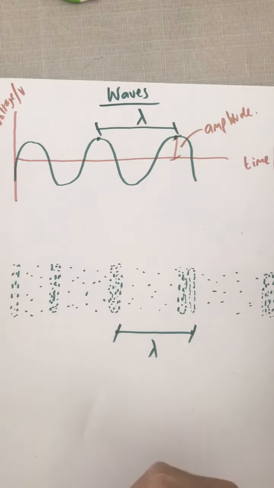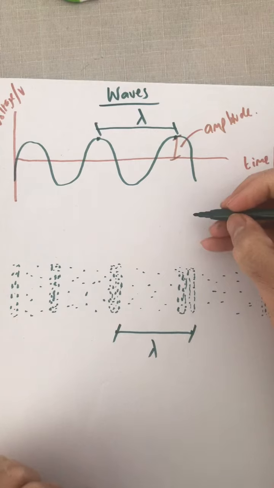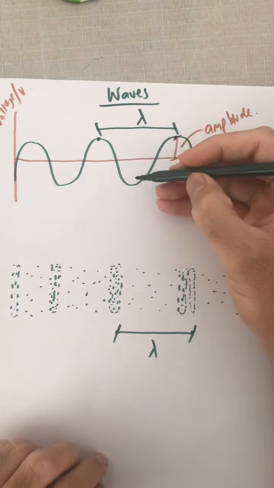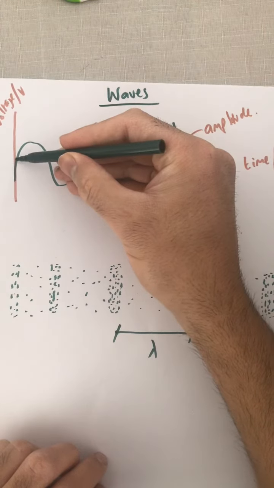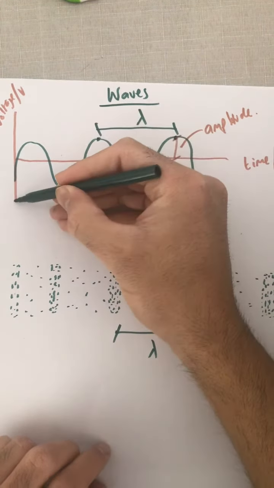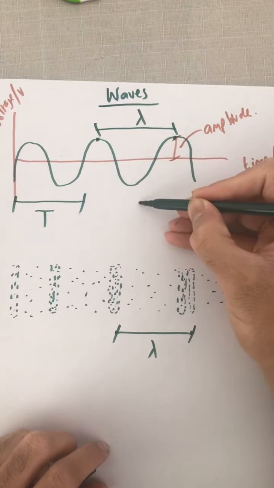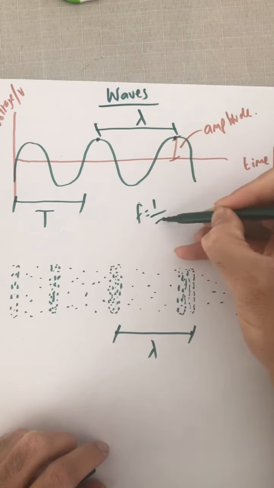Frequency, well, I can get the frequency because I can look at the time period for this wave. So I can look at how long it takes one wave to complete one cycle. So it goes from there all the way back there. So this here is 1T, and as we know, f is equal to 1 over T, so we can get the frequency.